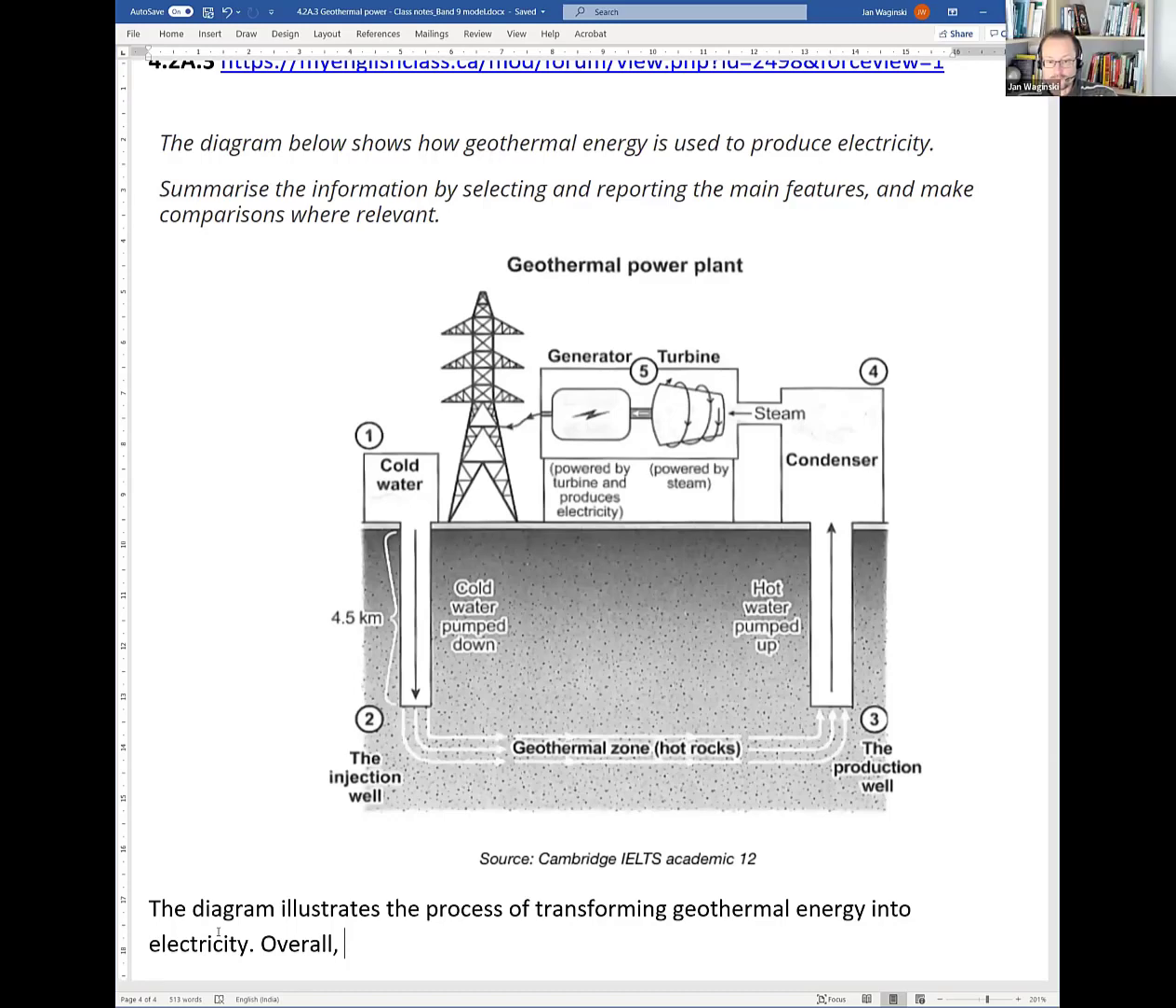What would they be? The first process is the cold water pumped down through the injection well. The injection well. What is that? Actually, I don't know. Injection well? Do you know what a well is? If you buy a property outside the city, it might come with a well. What's a well?